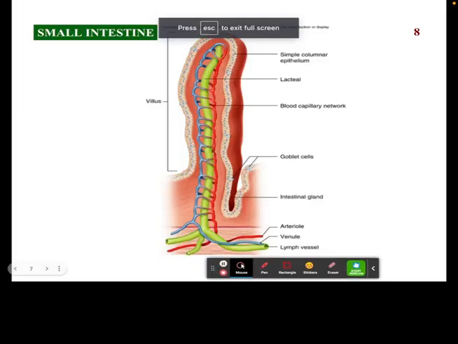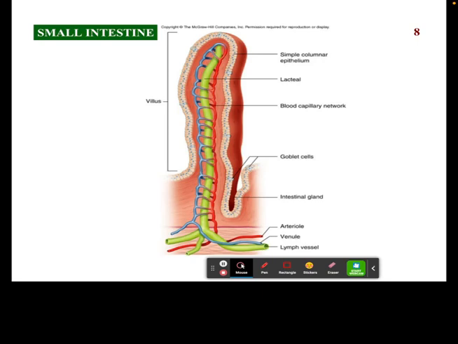So in this video, we're going to continue talking about the small intestine, but more specifically, the villus and the microvilli of the small intestine. As we discussed, we have these villi that protrude off of the walls of the small intestine. And because of that, as I've said about 8 times now, it's going to increase the surface area.